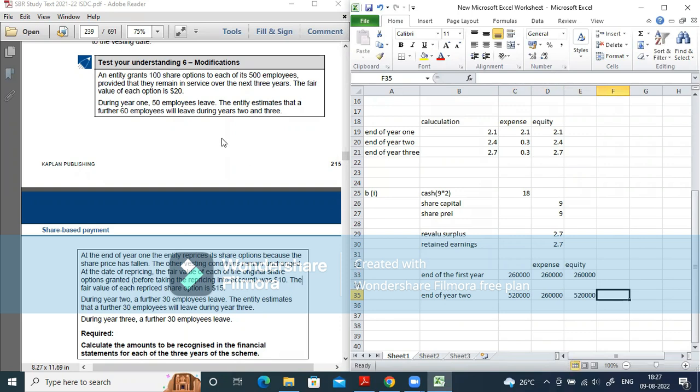Now here at the end of year 1, the entity reprices its share option because the share price has fallen. So other vesting conditions remain unchanged. At the day of repricing, the fair value of each of the original share options granted before taking repricing into account was 10. The fair value of each repriced share option now is 15. Now there is an increase of $5. Now this particular thing should be spread across the next 2 years. So whatever increase is there, that should be shown in the next 2 years. So here we need to show the incremental.